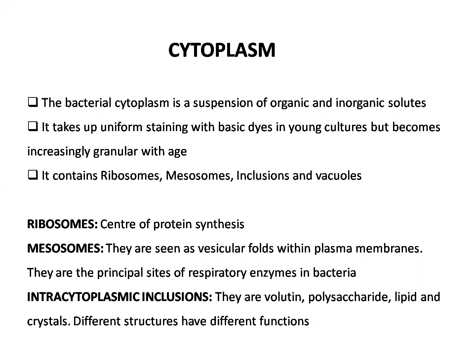So the ribosomes are the centers of protein synthesis. Mesosomes are seen in the vesicular folds within plasma membranes. These are the principal sites of respiratory enzymes in bacteria. It helps in respiration. And the intracytoplasmic inclusions: these are volutin, polysaccharide, lipid, and crystals. Different structures have different functions. Need not know the details, just keep the things in mind. Which substances are called the intracytoplasmic inclusions?